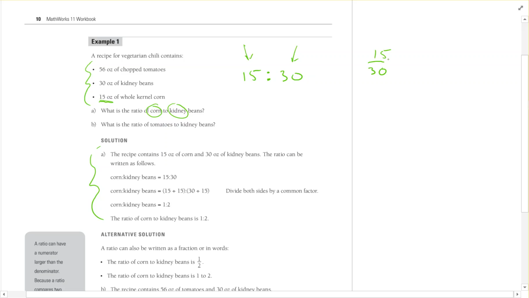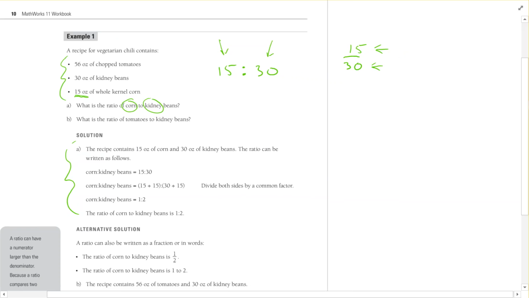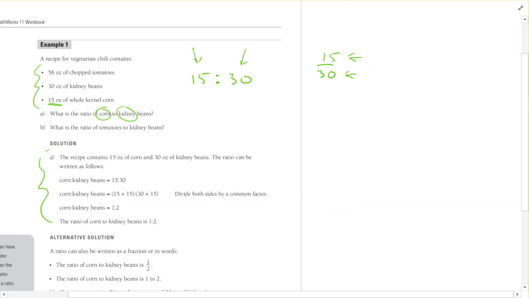Do you remember simplifying fractions? That's what we have to do here. All you have to do is look at the top, look at the bottom, and say, okay, what number goes into both? What can I divide 15 by, and what can I divide 30 by? Well, I can divide both of them by 15, right? 15 divided by 15 is 1. 30 divided by 15 is 2. So this turns into 1 over 2. So this can also be written as 1 over 2, or it can be written as 1 colon 2. All right, moving on.